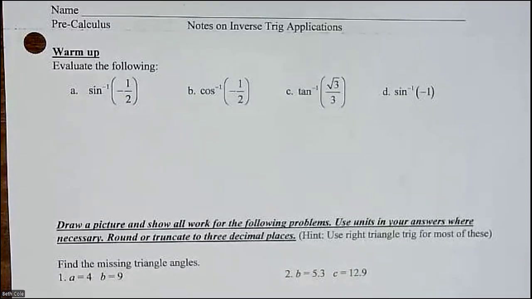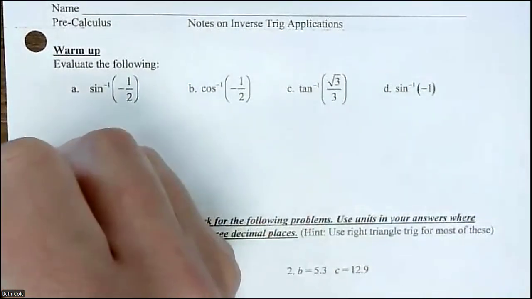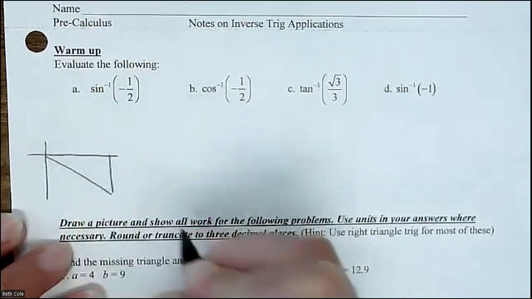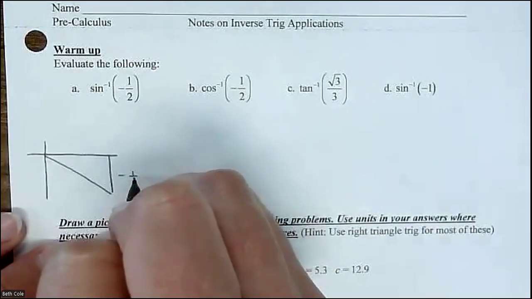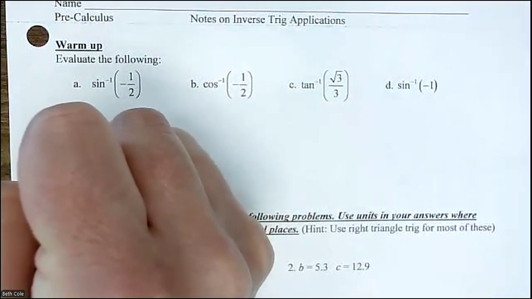So what quadrant do you draw your triangle in for this first one? 4, good. For sine inverse, it's either 1 or 4, and since it's negative, it's going to be 4. Sine is the y value, so that negative a half goes here. Other side, square root of 3 over 2.